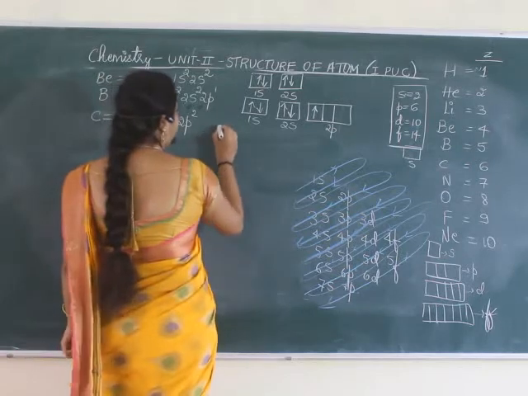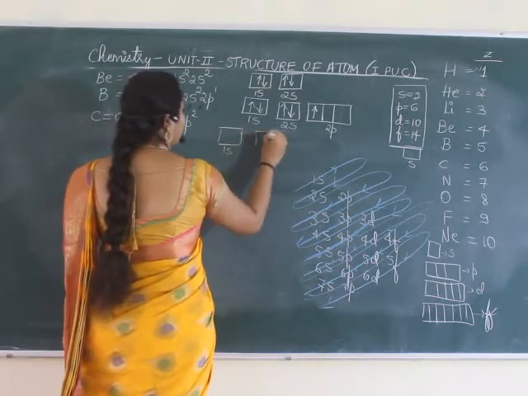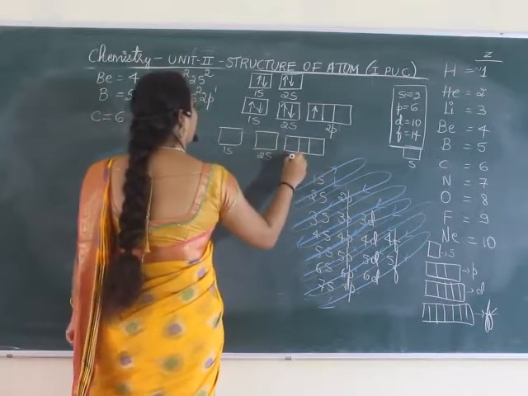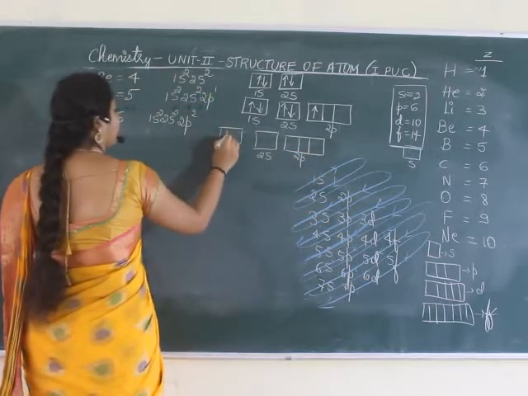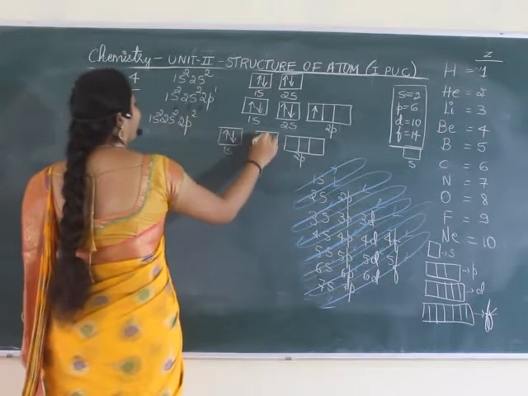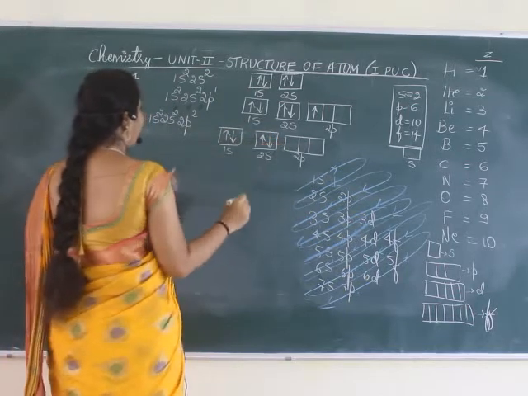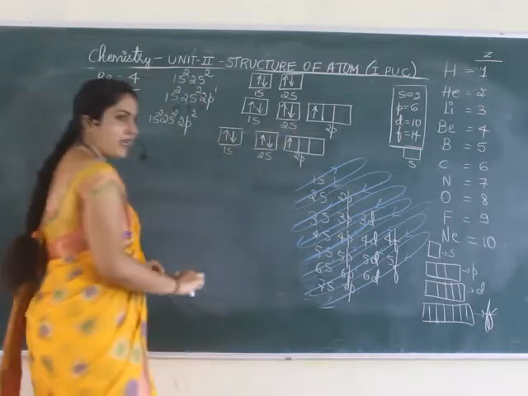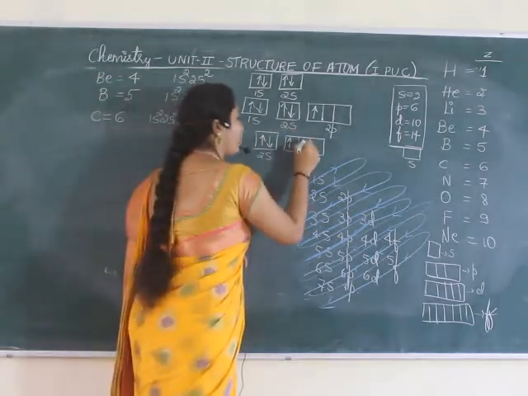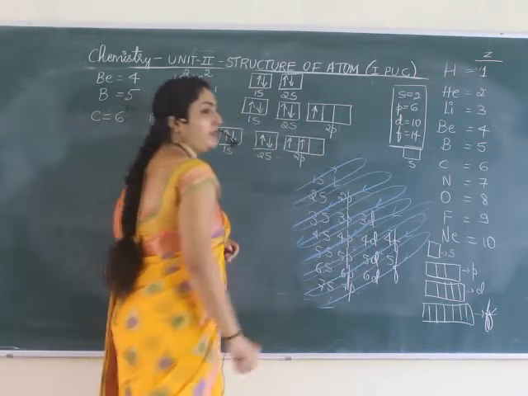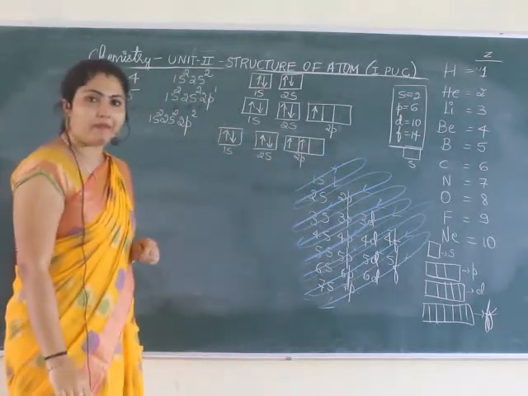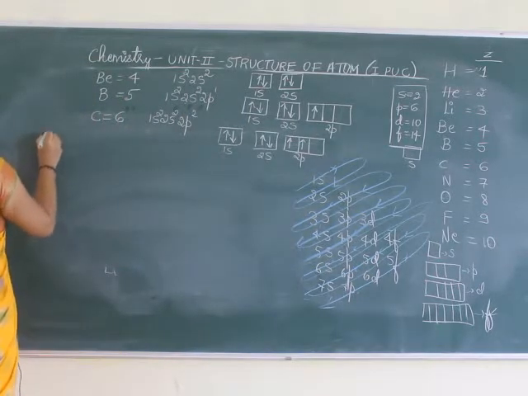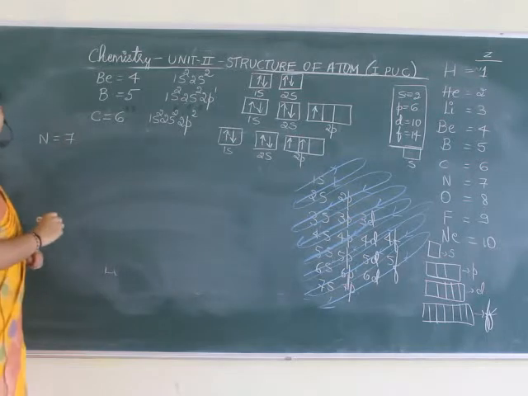How do you write the orbital diagram? 1s, 2s, 2p. In 1s, 2 electrons, 2s, 2 electrons. Now you see 2p2. So should I write one more there itself? No. Single we have to enter in the next available empty orbital. 2p2. Next comes nitrogen. Nitrogen atomic number is 7.